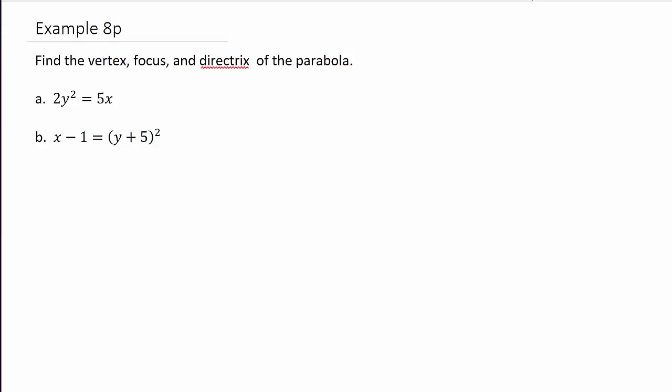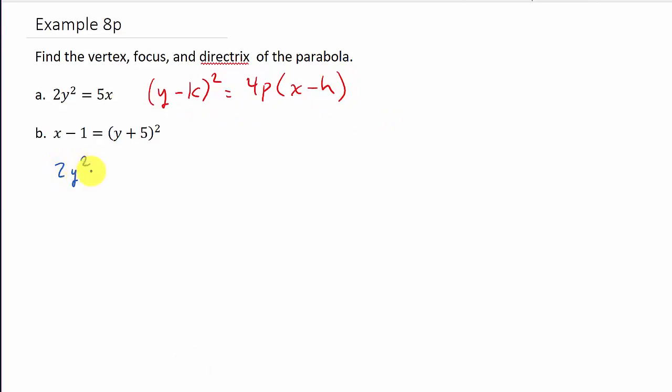All right, so let's take a look at our example here. We've got two examples to work. So we've got 2y squared equals 5x, and x minus 1 equals y plus 5, all of that squared. Let's just go ahead and write down the general form. We've got the y squared, so our formula will be y minus k squared equals 4p times x minus h. All right, so this is what we have. And the problem we have is 2y squared equals 5x. This is the one we'll work first.